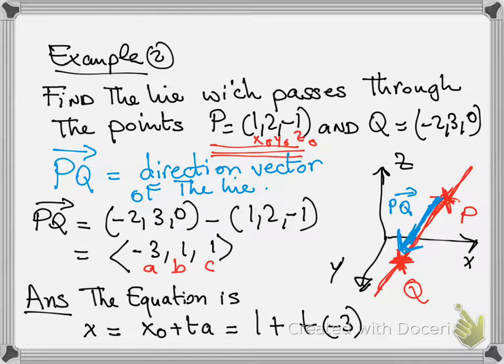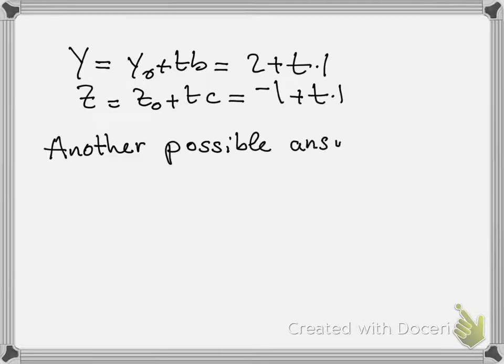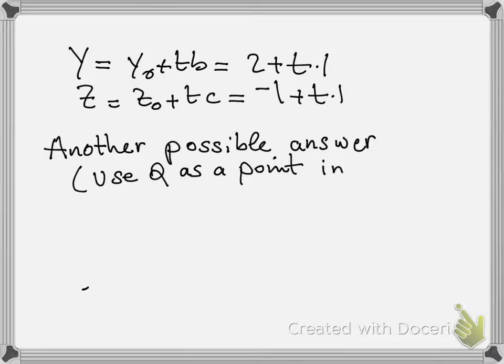Here, guys, you can also use the point Q as x0, y0, z0. It's going to be the same thing. So another possible answer: here we can use Q as a point. You know, our line passes through P and Q, right? So in our answer we used P as the point, right? Well, we can also use Q as a point in the equation.